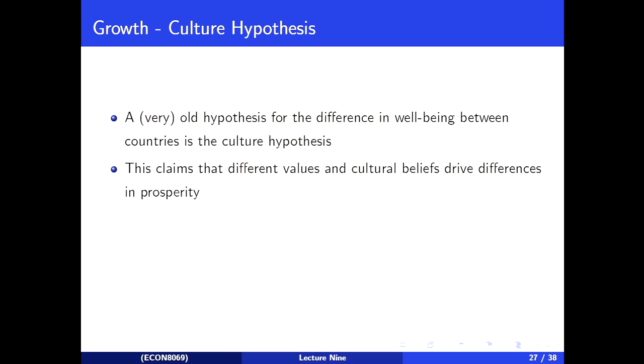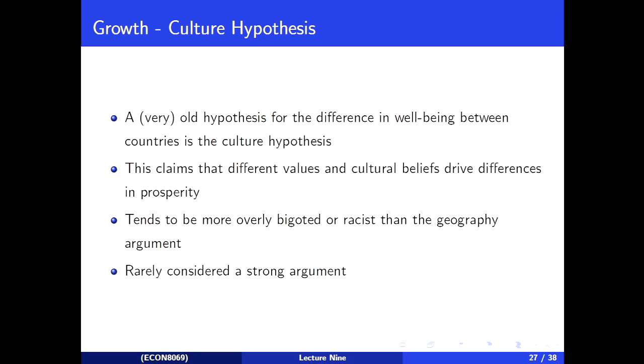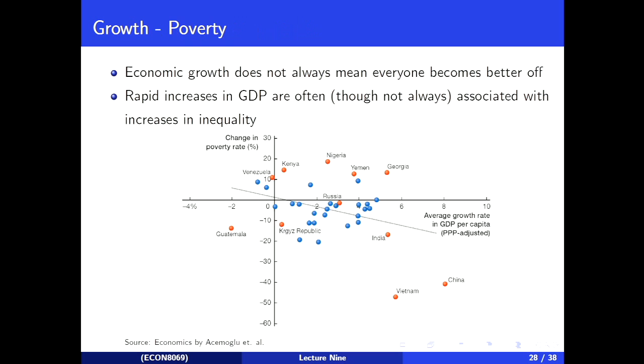We can talk about the culture hypothesis. Again, another old claim here: that different values and cultural beliefs drive differences in prosperity. This tends to be more overtly bigoted or overtly racist than the geography argument. We don't really want to talk about this. People don't talk about this really anymore. It's in the textbook. The textbook is much more forgiving of this argument, I think, than I am. The textbook really takes a historical view, whereas I'm happy to take the view that this is an argument people used to use, and those people were basically wrong. But it is an argument that people make for the differences.